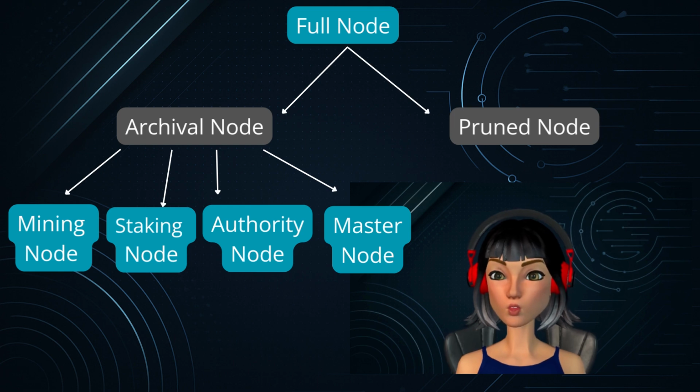The second type of full node is pruned nodes. These are like lighter versions of full nodes. They still enforce all the rules but don't keep the entire history. Instead, they only store the most recent block data.